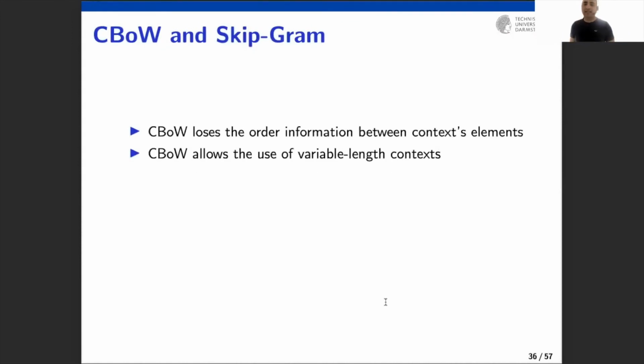On the other hand, in return, continuous bag of words allows the use of variable length contexts. Because you calculate the sum, it doesn't matter how many words you have in the context. If you consider the context as 2 words or 3 words or 5 words, you just calculate the sum over them or average over them. So the method is scalable, and it's not sensitive to the length of the context that you define.